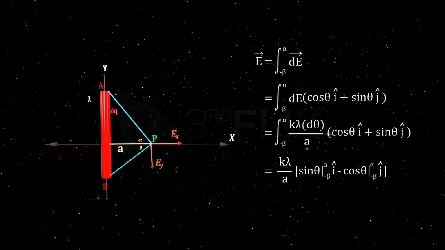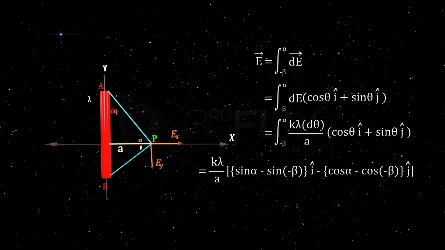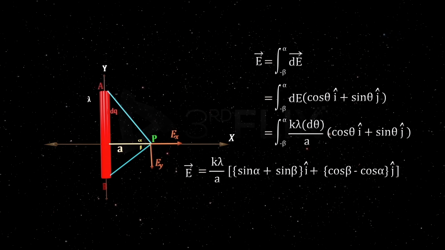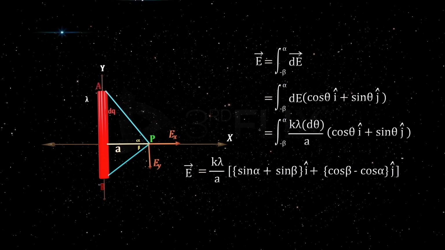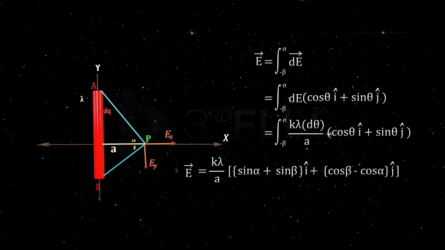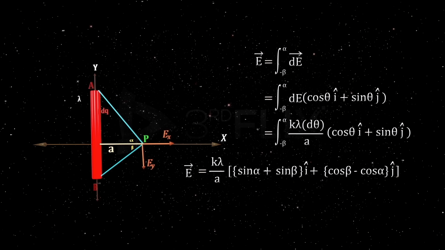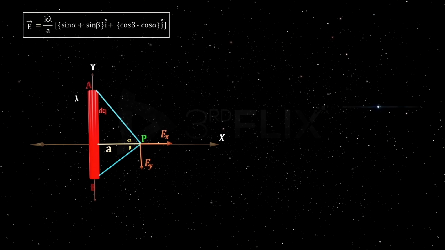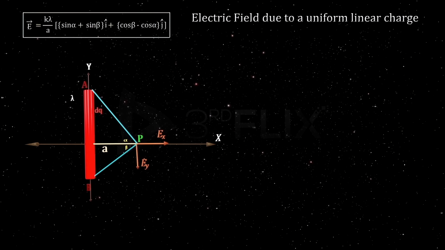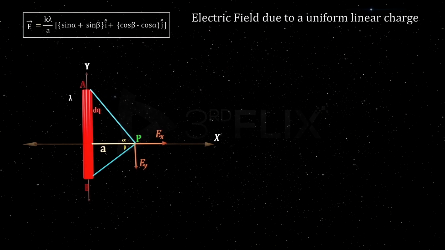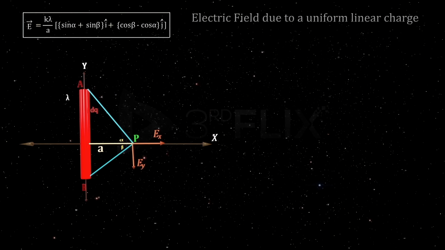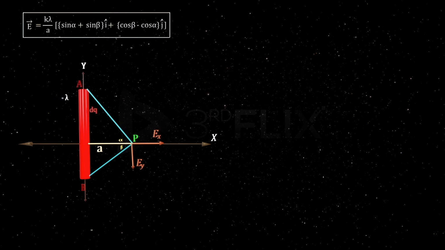Upon integrating and substituting the limits, we get E bar equal to k lambda by a, (sin alpha plus sin beta) i cap plus (cos beta minus cos alpha) j cap. This is the general expression for electric field due to a uniform linear charge. Depending upon the position of P and length of the linear charge, three distinct cases arise. Let us deal with these cases.